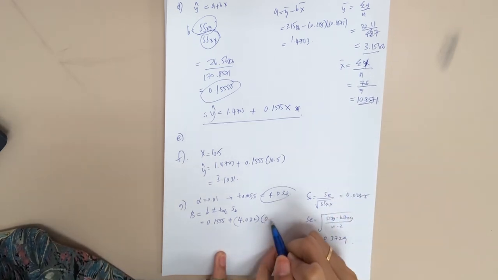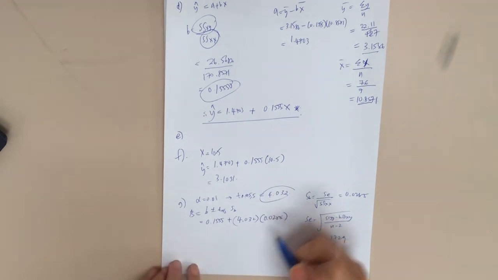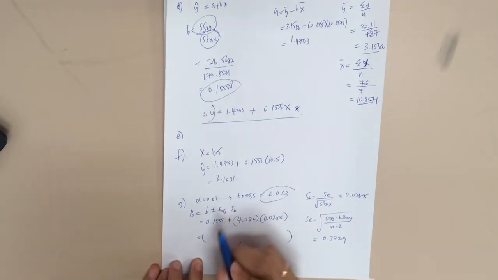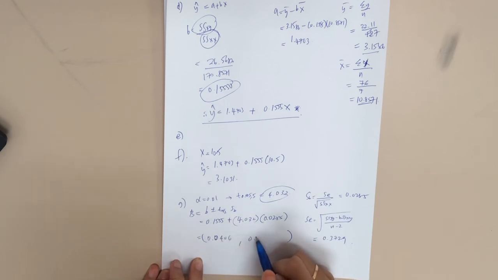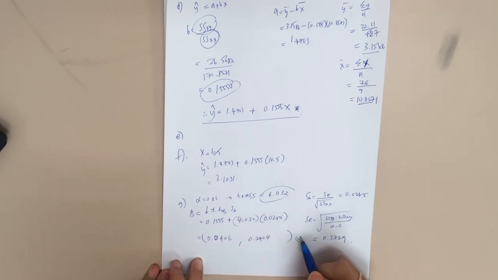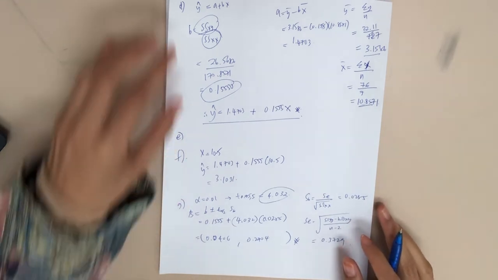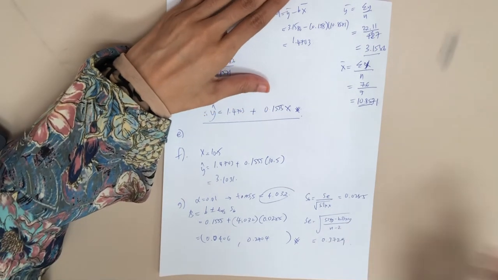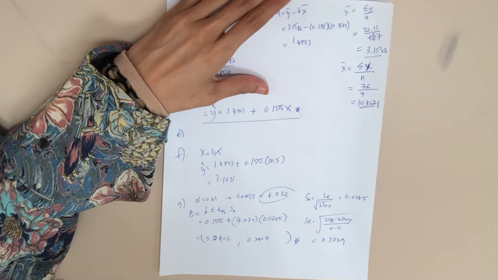So you solve it, then you should get 0.0406 and 0.2704. Okay, so this is the confidence interval or estimation.